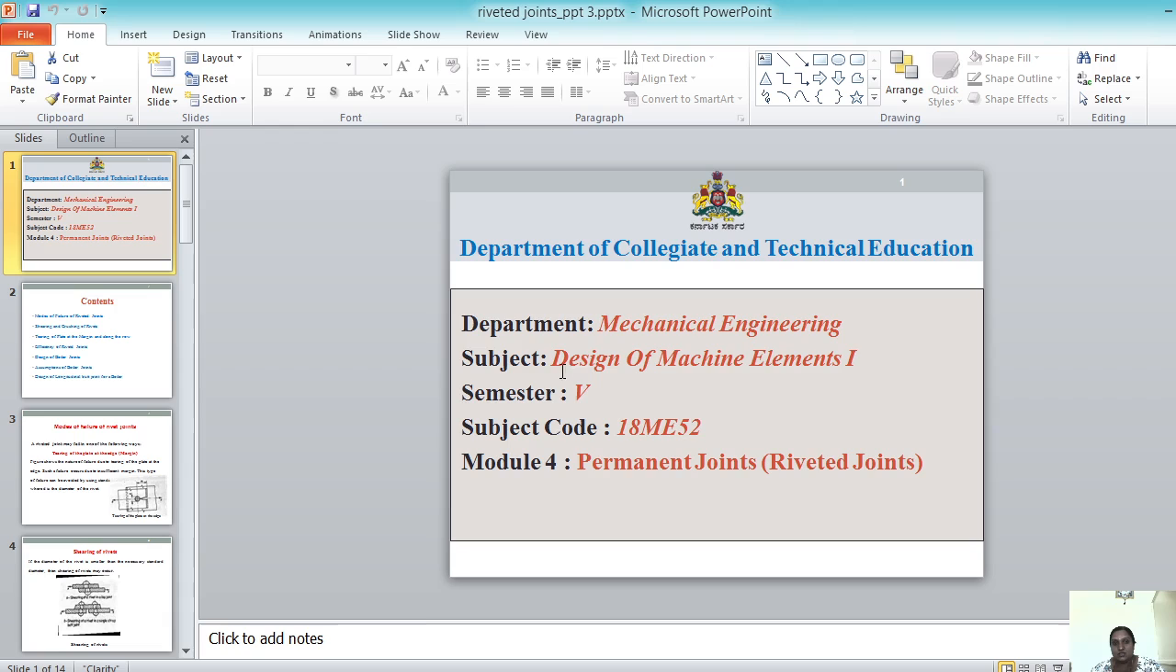And today I'll be talking about Design of Machine Elements 1, prescribed by VTU for 5th semester students. Subject code is 18ME52.